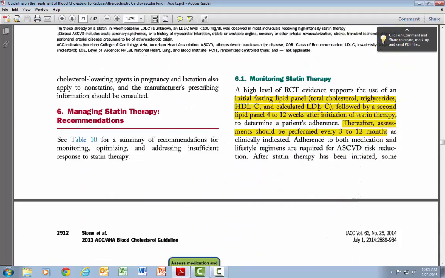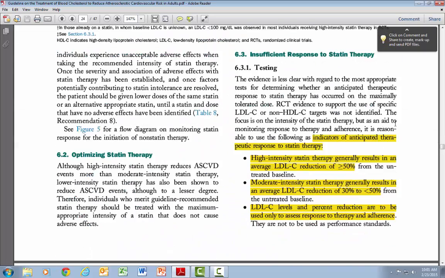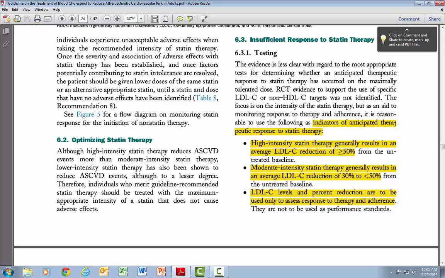Now, what do you have to monitor again? Initial fasting lipid panel. Then you should do a lipid panel 4 to 12 weeks after initiation of statins. Thereafter, if everything's okay, you could do follow-up every 3 to 12 months.